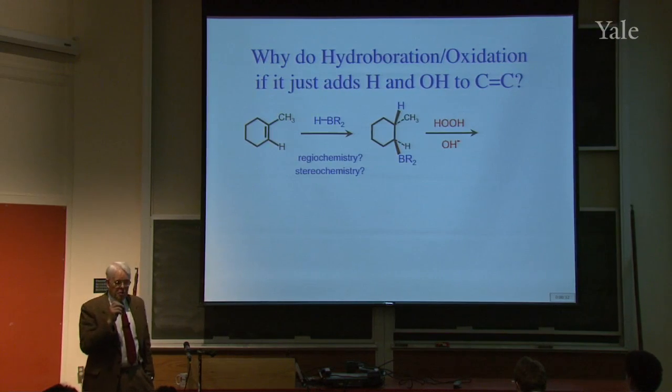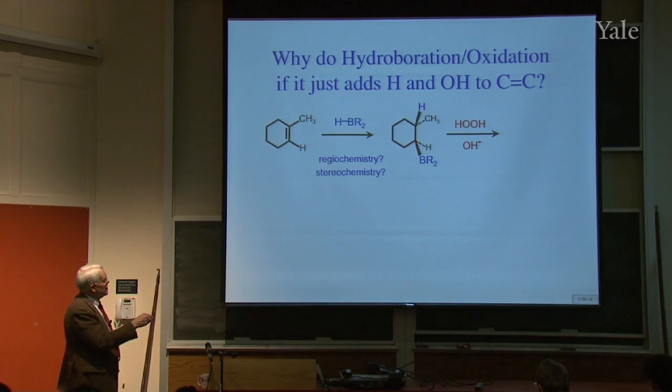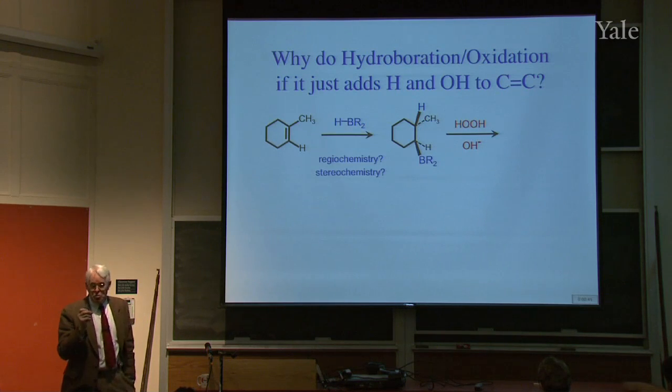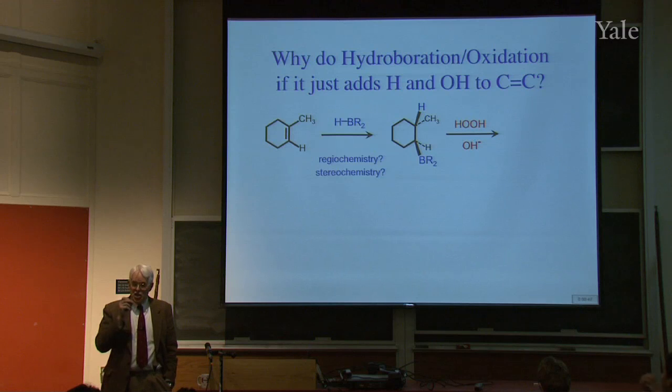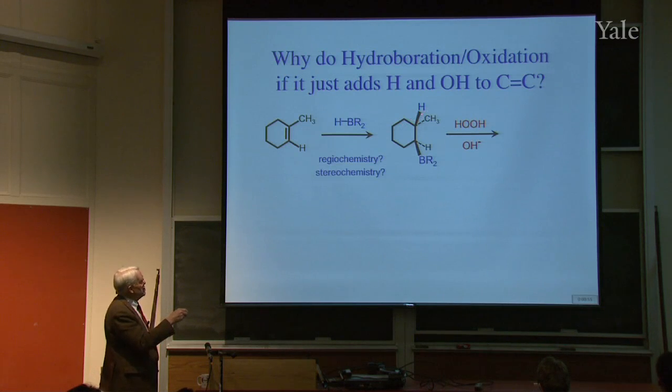In the initial addition, B is the electrophile. So it adds to the less substituted carbon, because that way you get more of the carbocation character here. And the hydride is what shifts, remember? B is the electrophile, and the BH bond with the hydride shifting is the nucleophile. So it goes to the more substituted center.